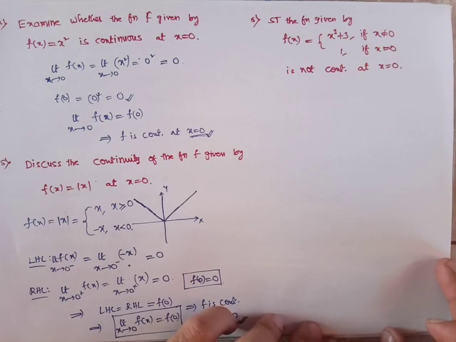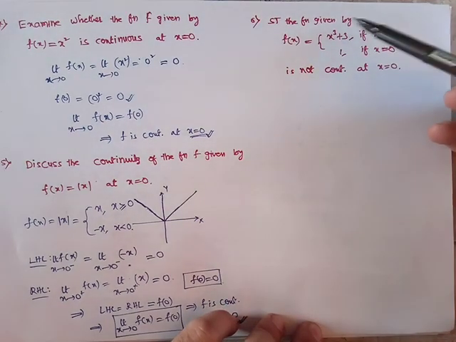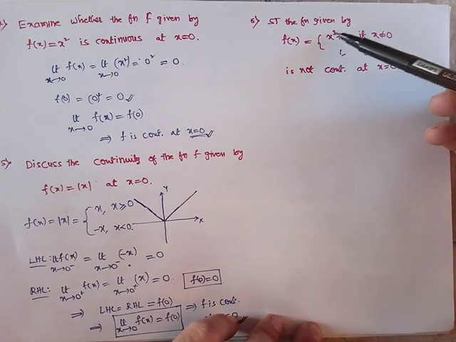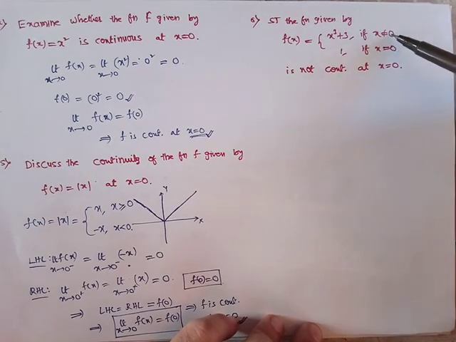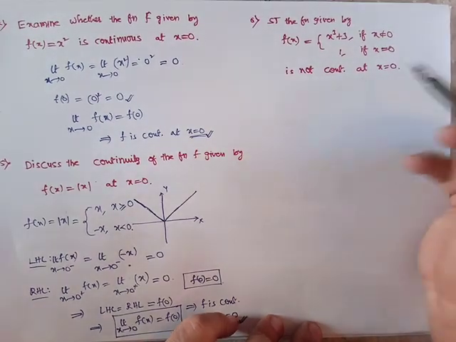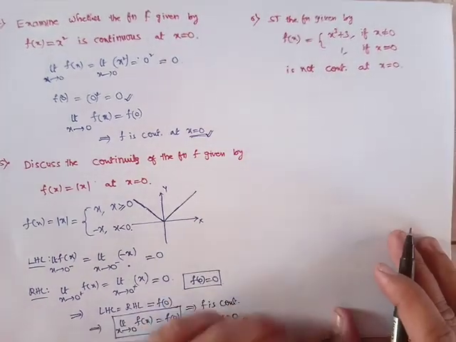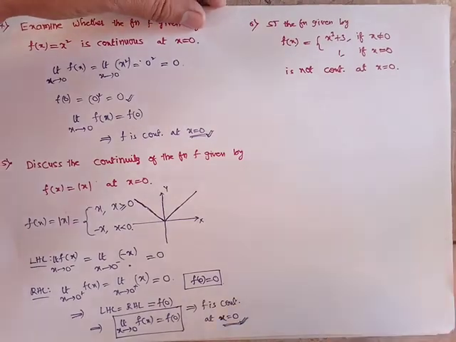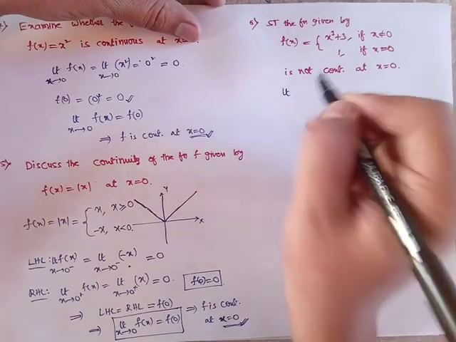Now coming to the next question. Show that the function given by f of x is equal to x cube plus 3 if x is not equal to 0, and 1 if x is equal to 0, is not continuous at x equals 0. As we already know the definitions, first of all we'll work it out.